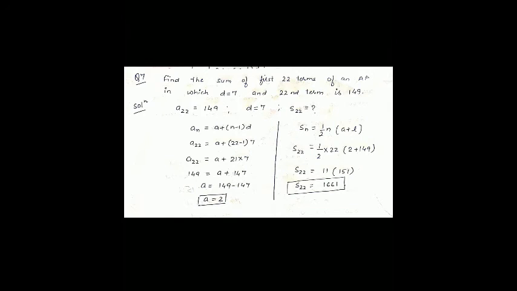Find the sum of the first 22 terms of an AP in which d is equal to 7 and 22nd term is 149. So A22 is equal to 149 and d is equal to 7. We have to find out S22.